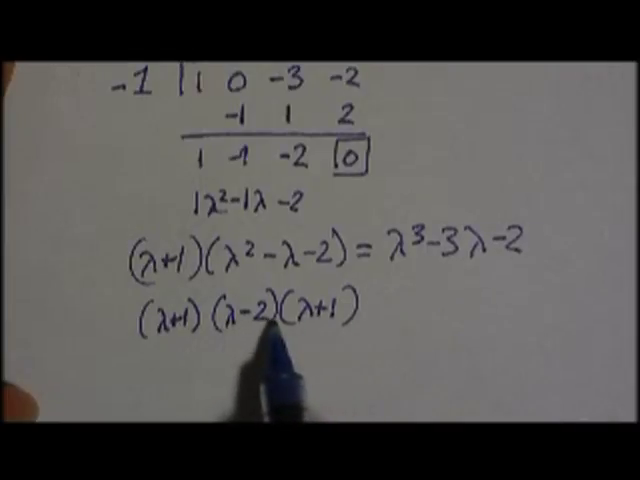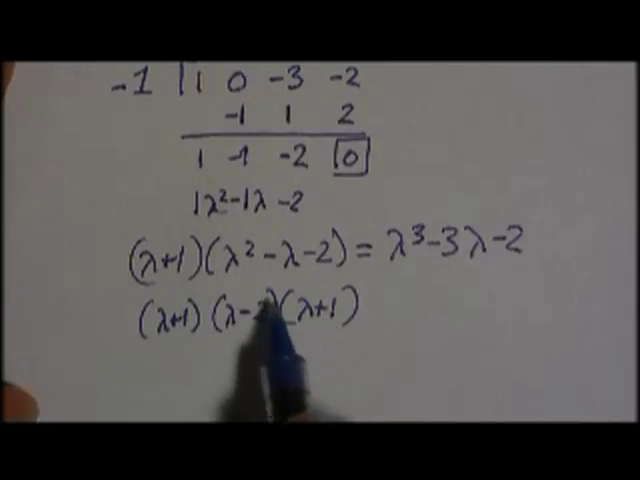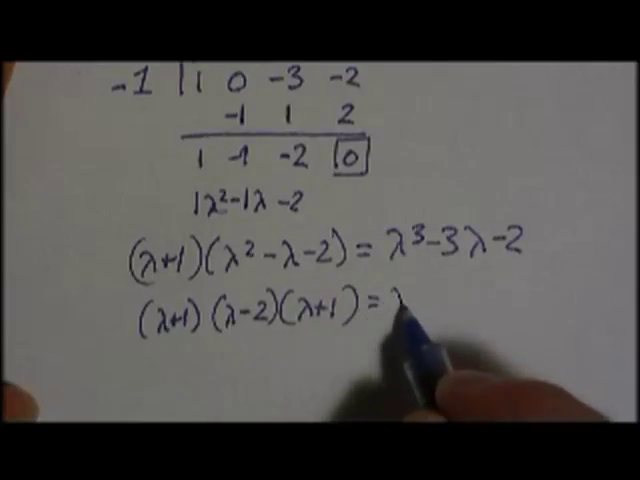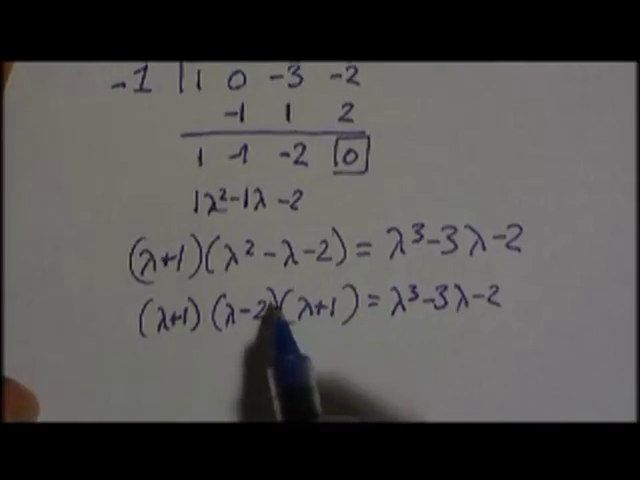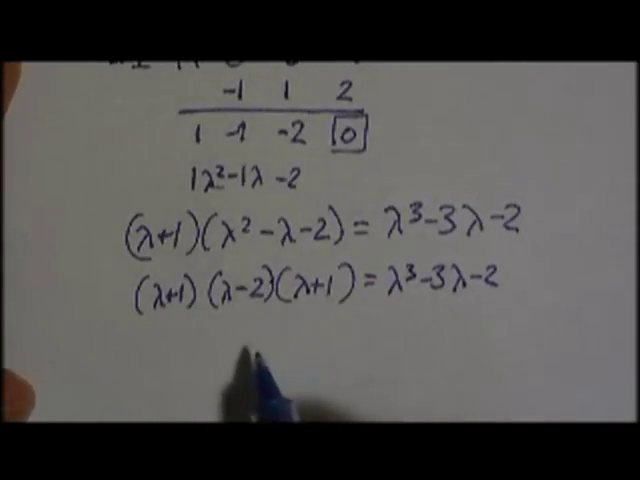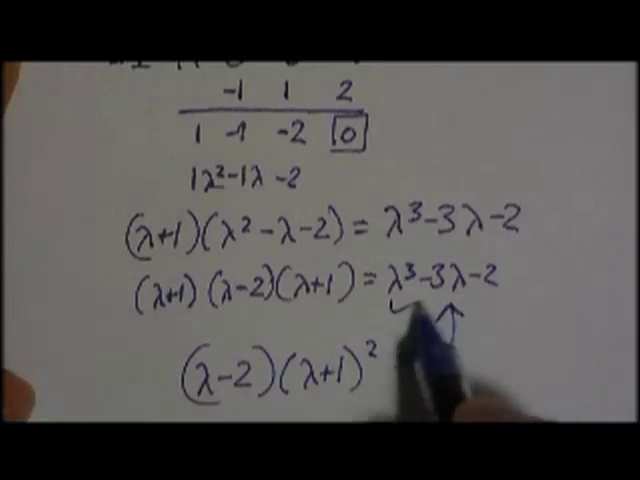And let's just FOIL this and check to make sure it's equal to that. Lambda squared plus lambda minus 2 lambda would be a total of negative 1 lambda minus 2. Alright, so all of this basically gives me lambda minus 2 times lambda plus 1 squared. So it's equal to that polynomial.